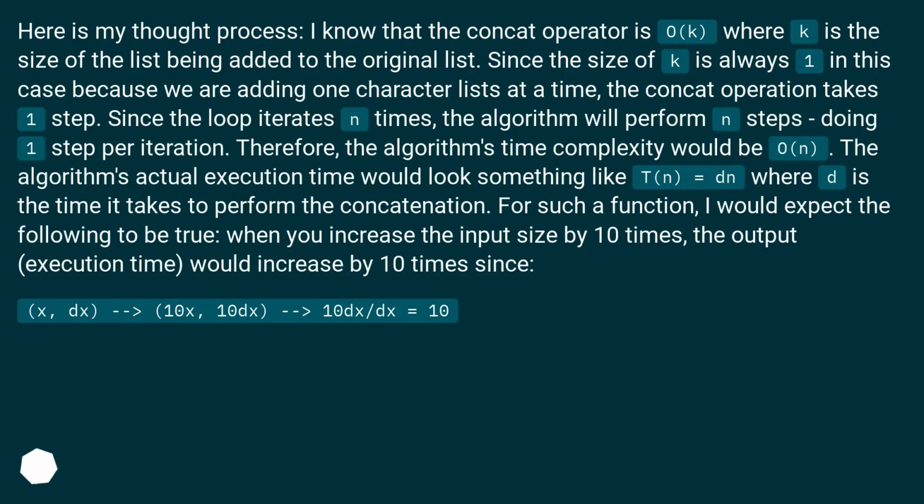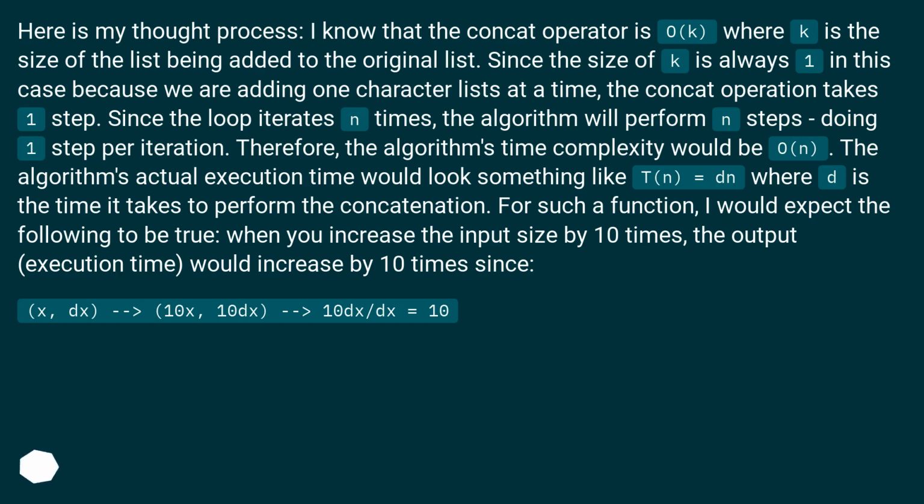Here is my thought process. I know that the concat operator is O(k) where k is the size of the list being added to the original list. Since the size of k is always 1 in this case because we are adding one character lists at a time, the concat operation takes one step. Since the loop iterates n times, the algorithm will perform n steps, doing one step per iteration. Therefore, the algorithm's time complexity would be O(n).